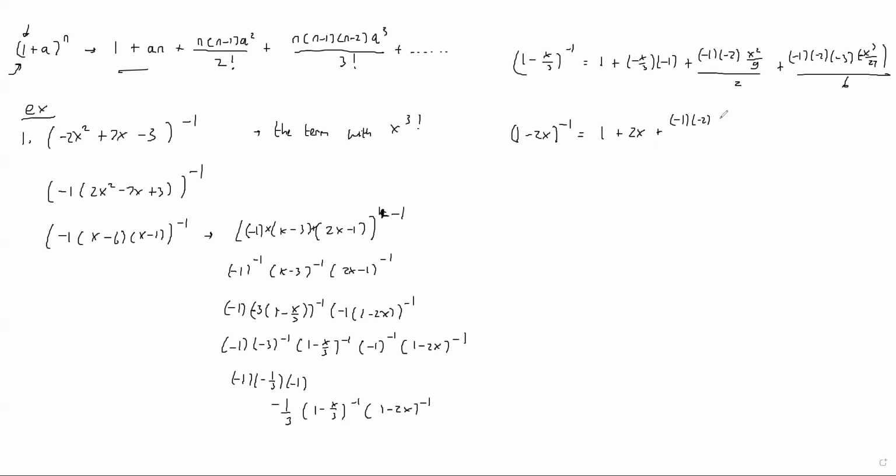So that will be minus 2x squared or just 4x squared, and then divided by 2 factorial, divided by 2. And then add again by minus 1 and minus 2 and then minus 3 and then cube of the negative. So it's still negative 8x cubed and then divided by 6.